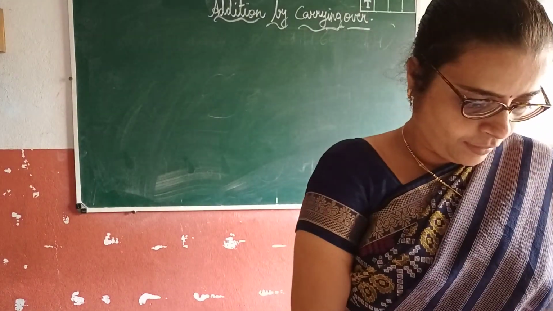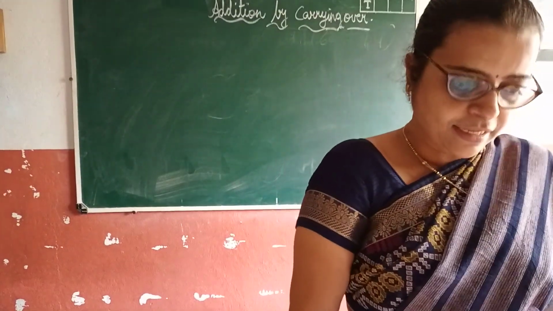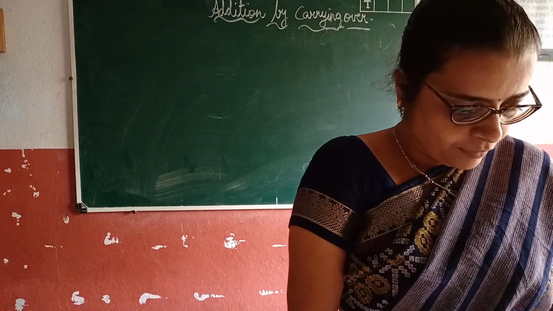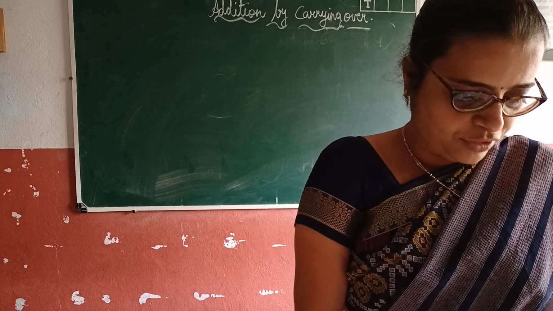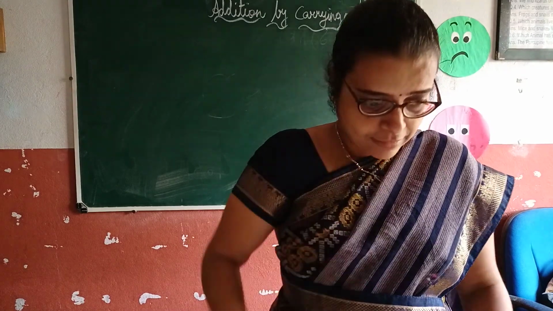Now look here. Salma has 7 strings of tens and 7 single bits, which makes 77 bits. And Sonu has 8 strings of tens and 5 single bits, that makes 85 bits. Now look here.